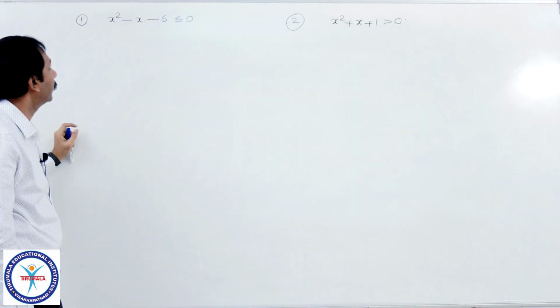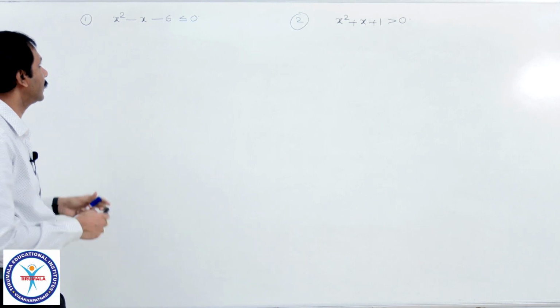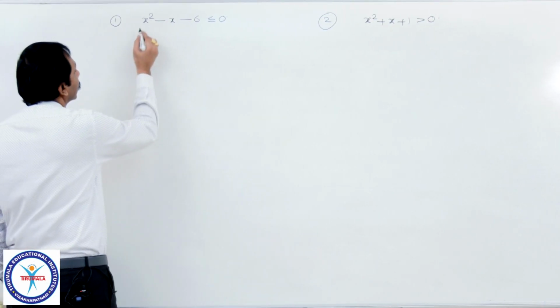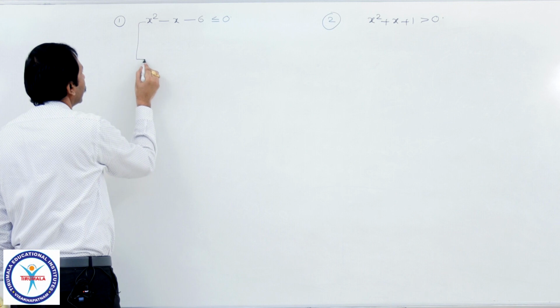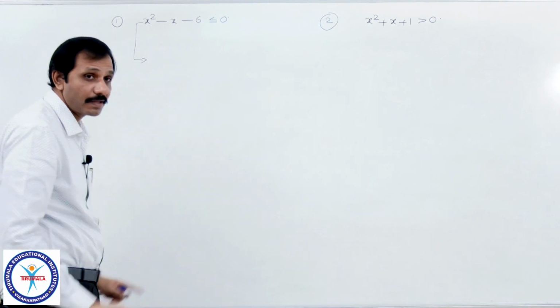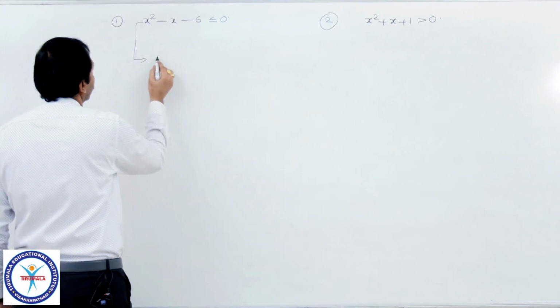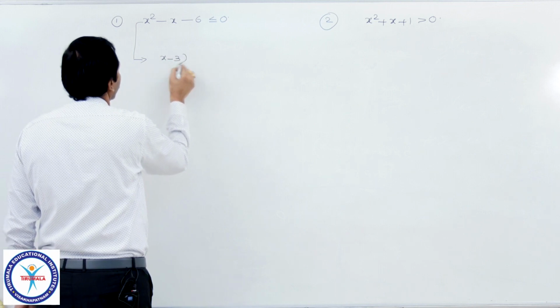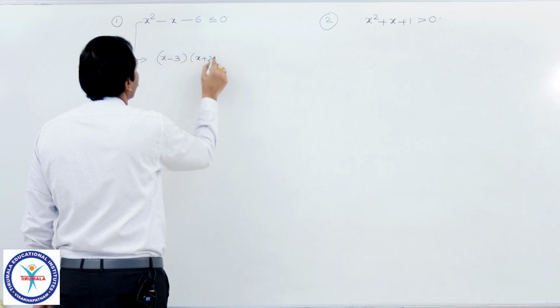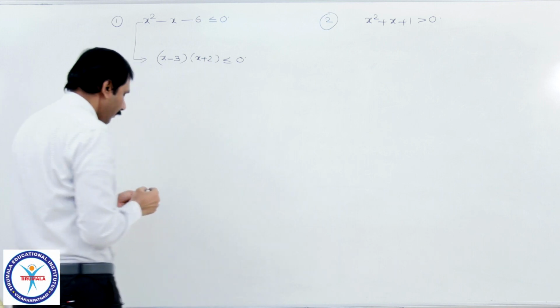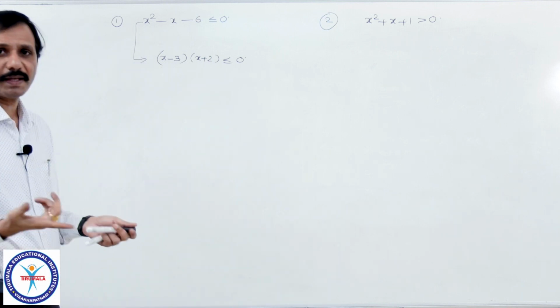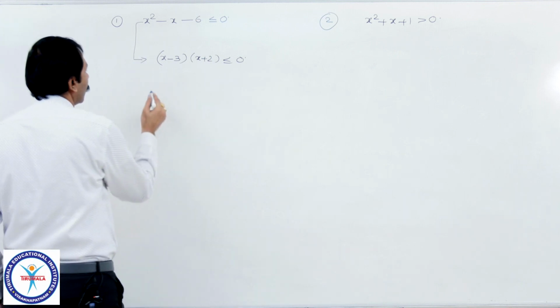Listen to this problem: x square minus 6 less than or equal to 0. Observe, it is a quadratic. Whether this equation has roots or not? Yes, it has roots. (x minus 3) into (x plus 2) less than or equal to 0. Once you are able to write it in the form (x minus a) into (x minus b), it is over. You know how to write it.